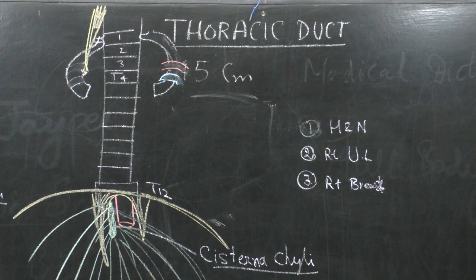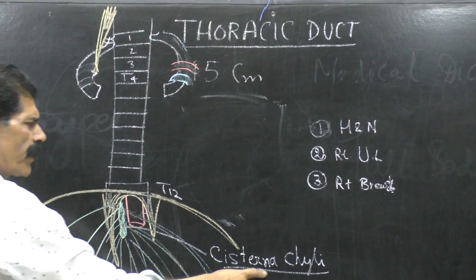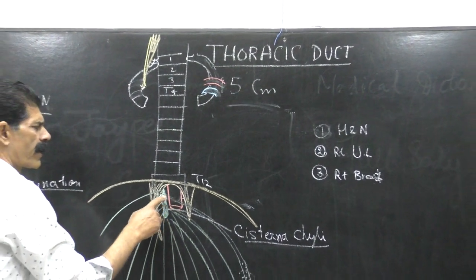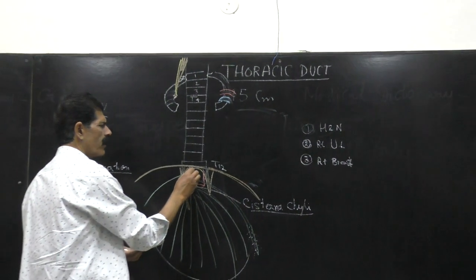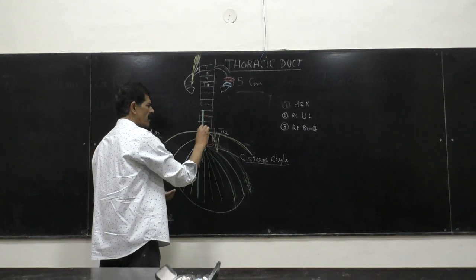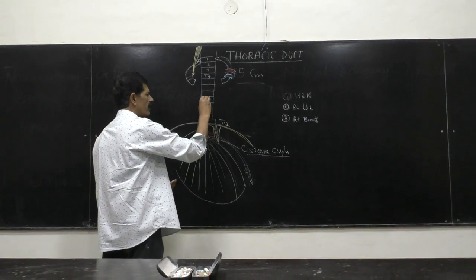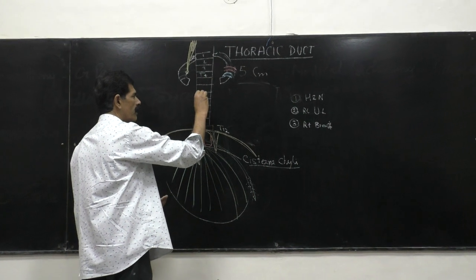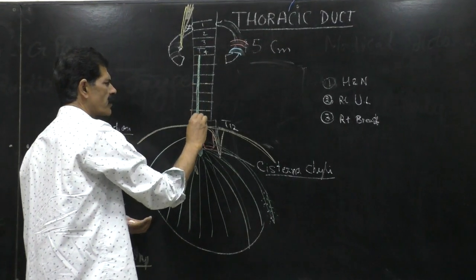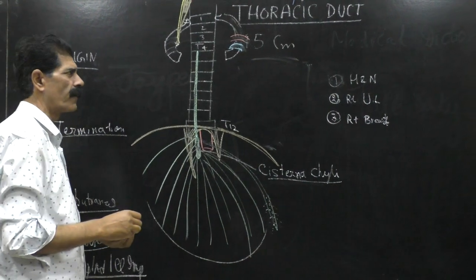So the thoracic duct originates from the upper end of the cisterna chyli, which is present in the aortic opening on the right side of the abdominal aorta. So here is the start of the thoracic duct. The thoracic duct runs vertically upward up to the T4 level on the anterior surface of the bodies of the thoracic vertebrae.